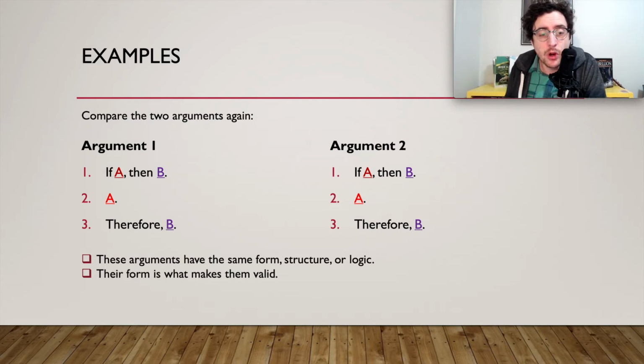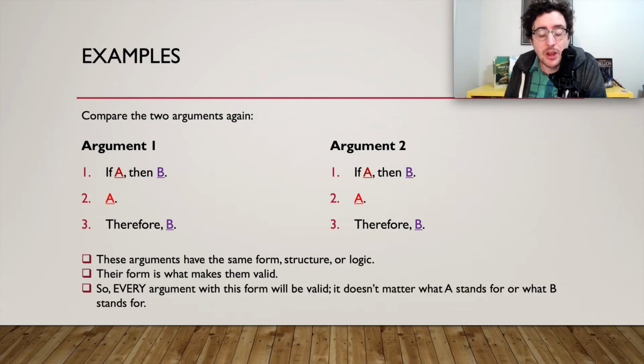And this form is what makes them valid. So every argument with this form is going to be valid. It doesn't matter what you put in for A, and it doesn't matter what you put in for B. You will always get a valid argument. And so if you can recognize when an argument has this form, you will automatically know that it's valid.